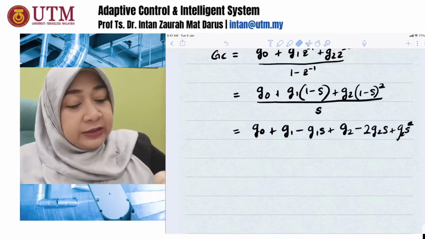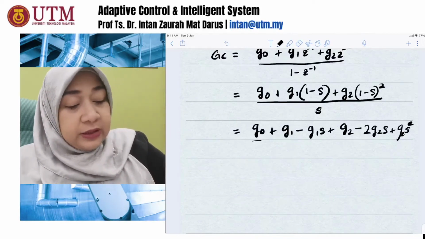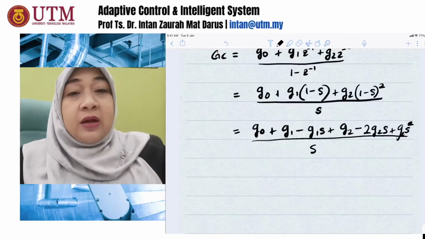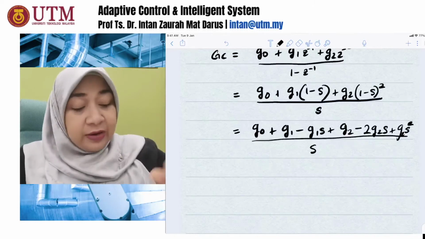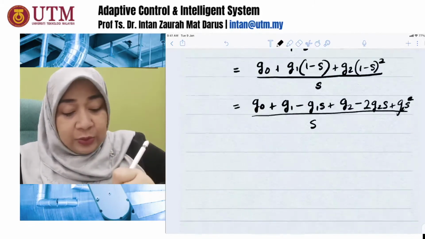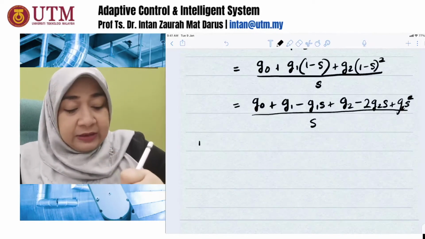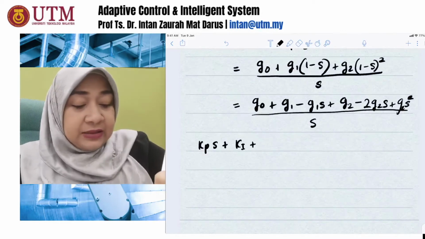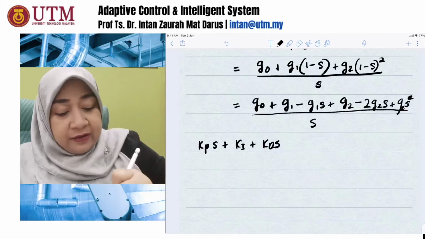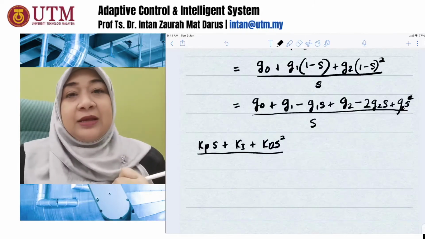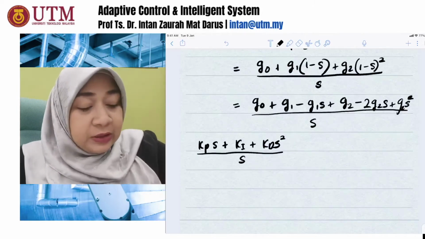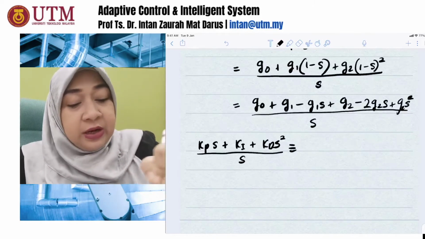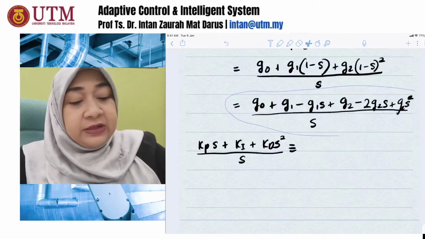The denominator remains as s. Then I can compare this with the PID value. If you look at the PID just now, it was Kp s plus Ki plus Kd s squared, divided by s. So that was the value just now. We can compare this with the equation that we have derived earlier.